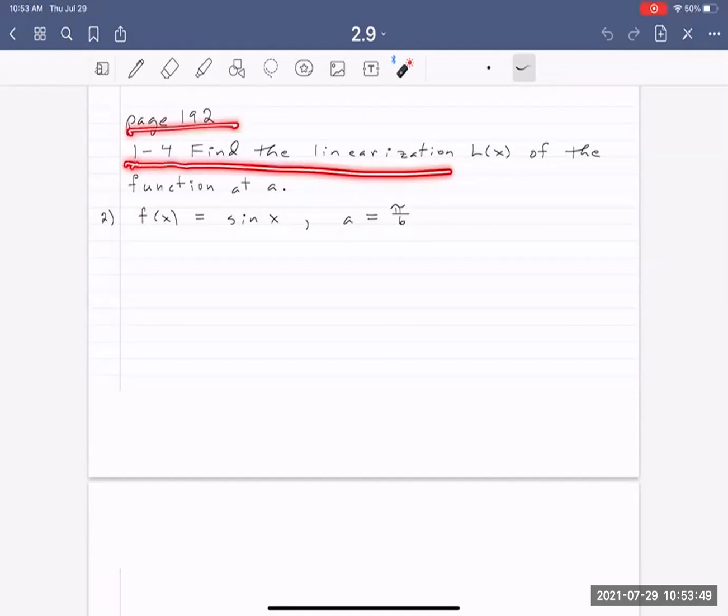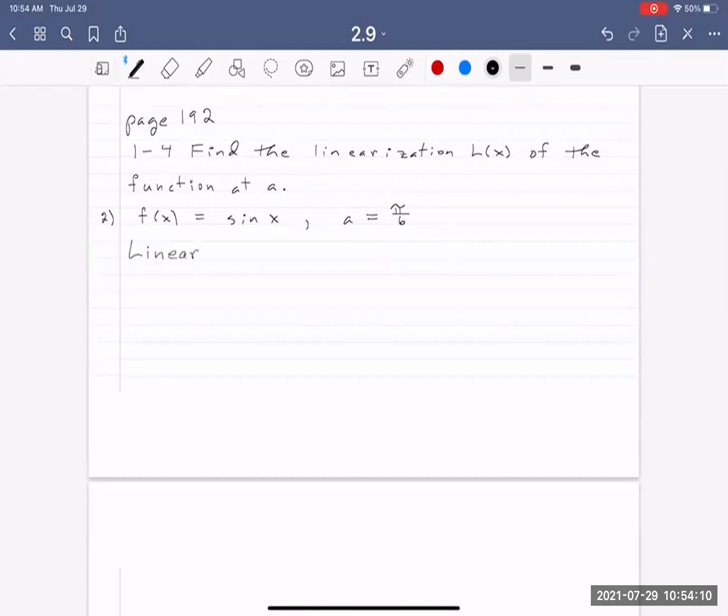Problems 1 through 4, and the linearization, L of x, of the function at A. So problem number 2, f of x equals sine x, A is equal to pi over 6. So first off, the linearization of f of x at x equal A.